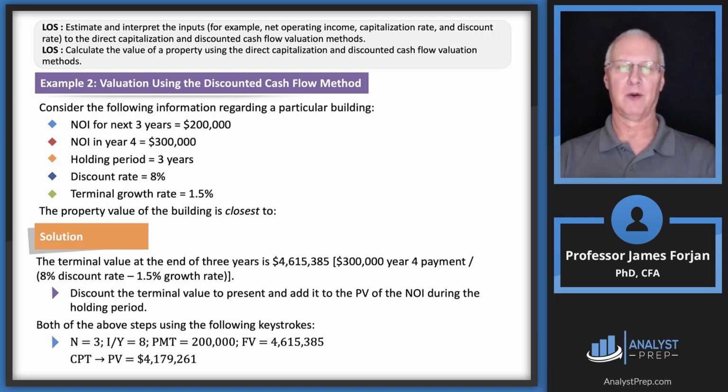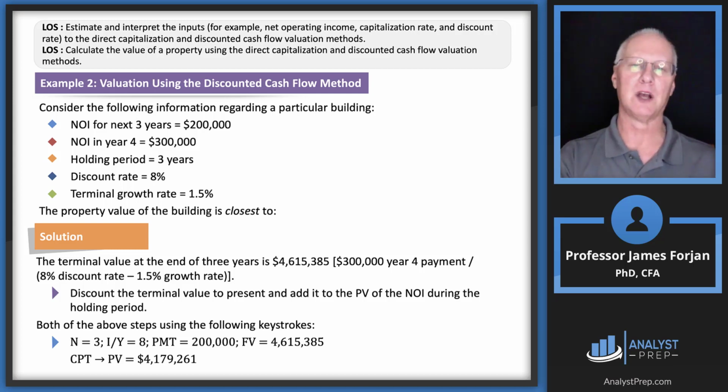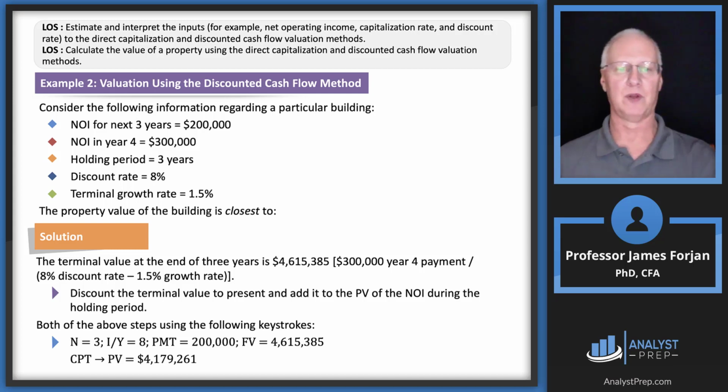So think about what we're getting out of this. You ready? We're going to get some income, right? 200, 200, 200. And then right after we get our last 200 in net operating income, we're going to sell it for $4.6 million. How much are we willing to pay today?